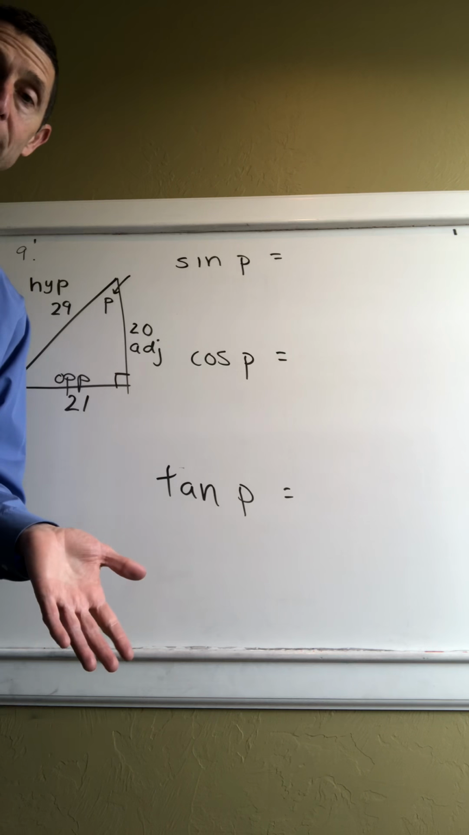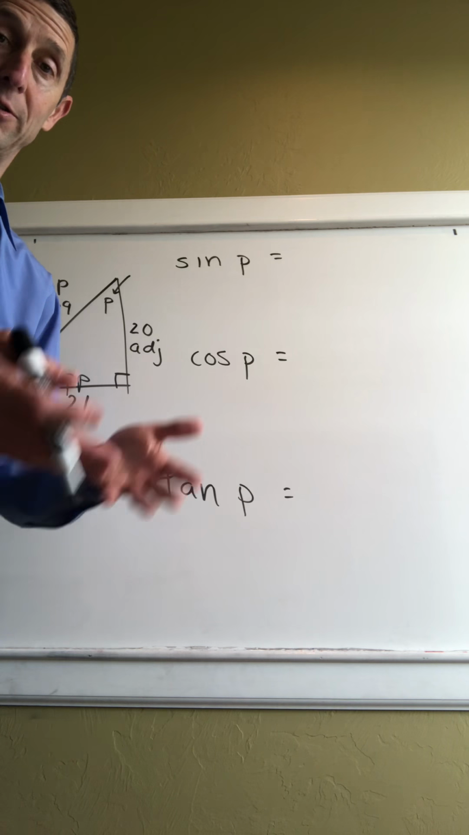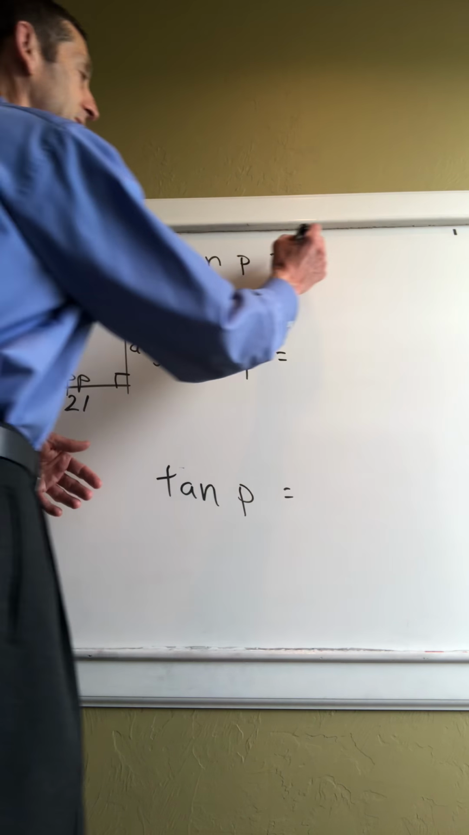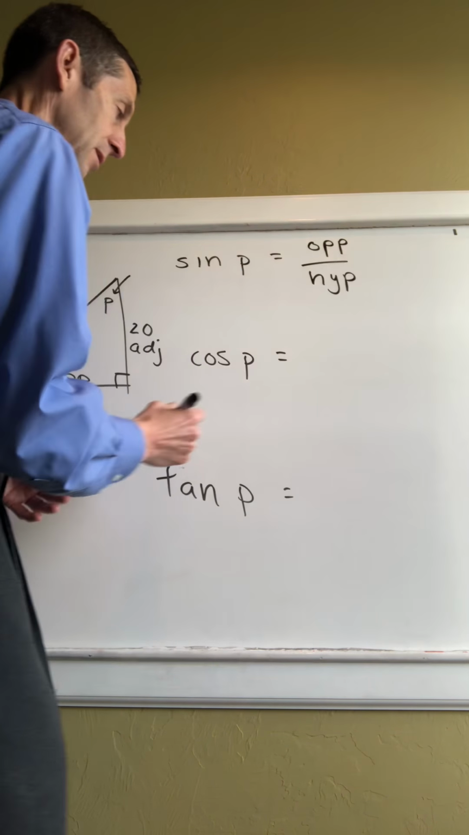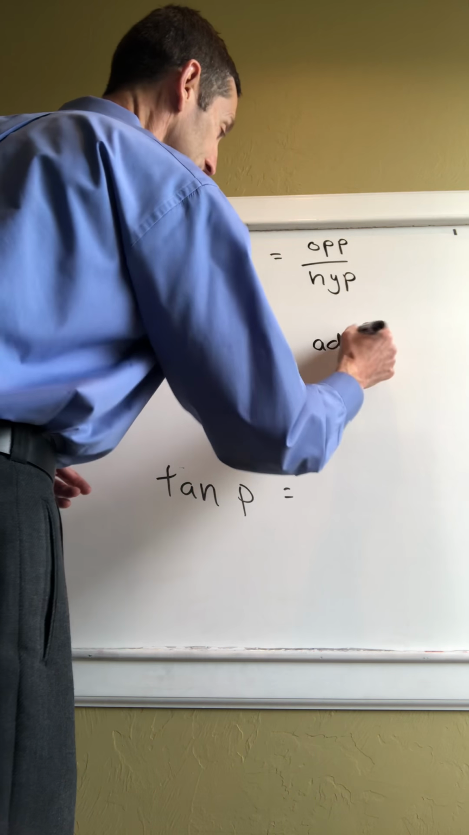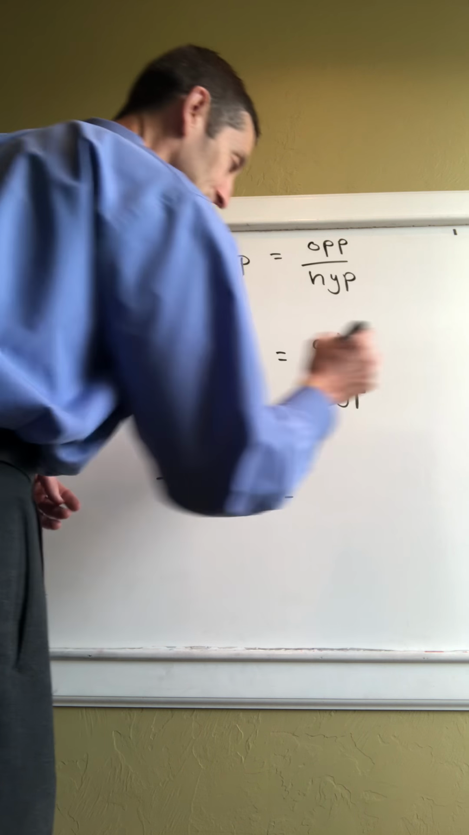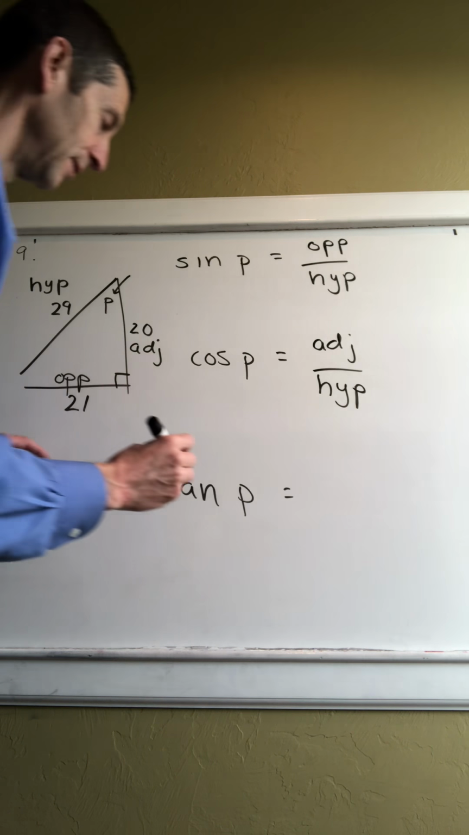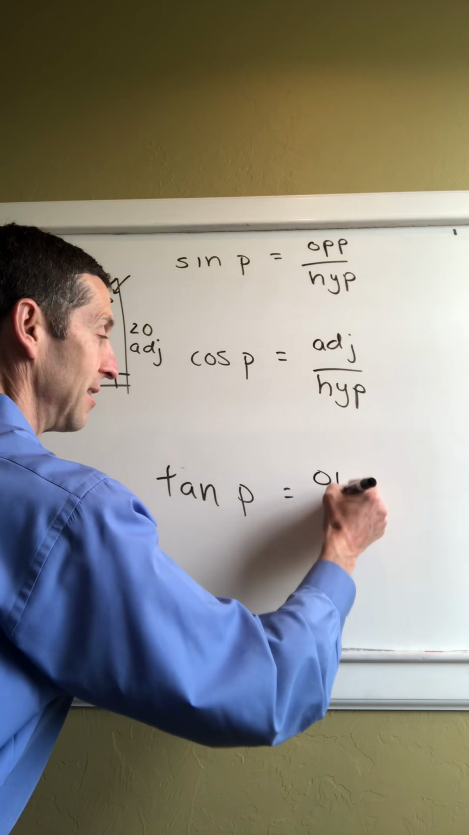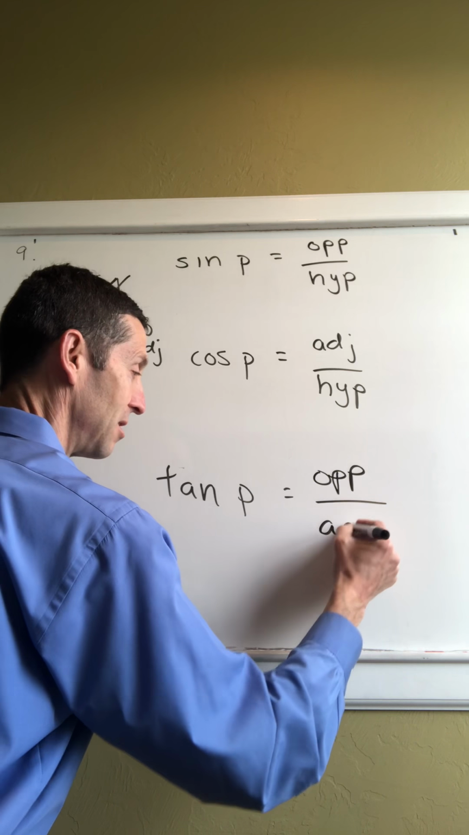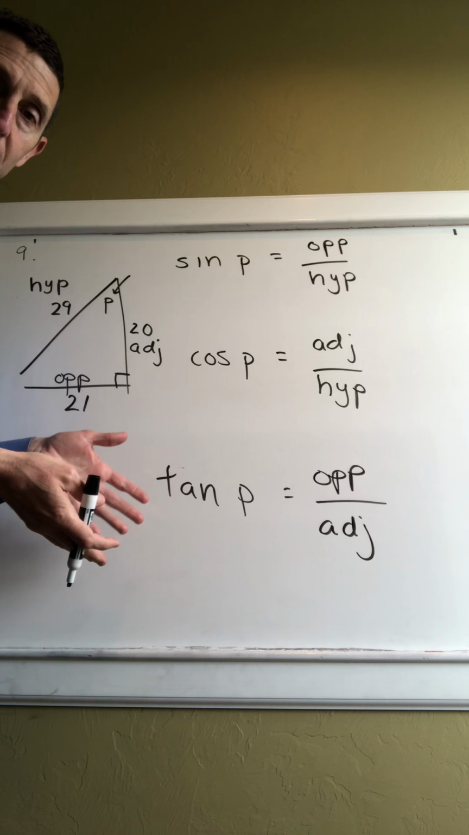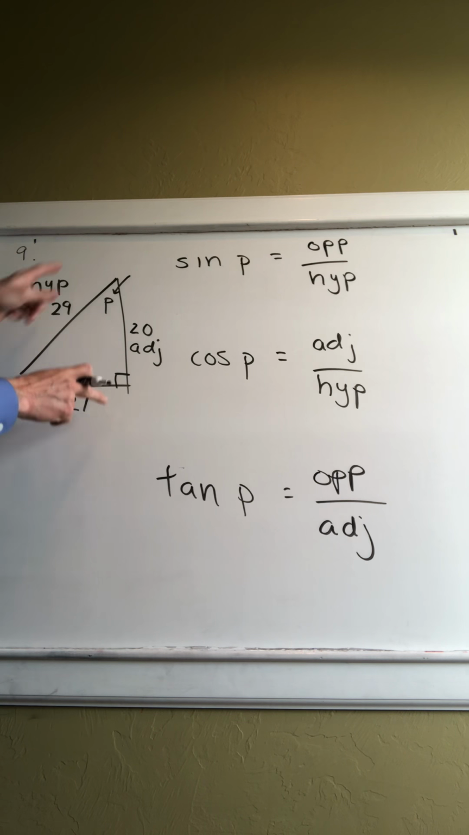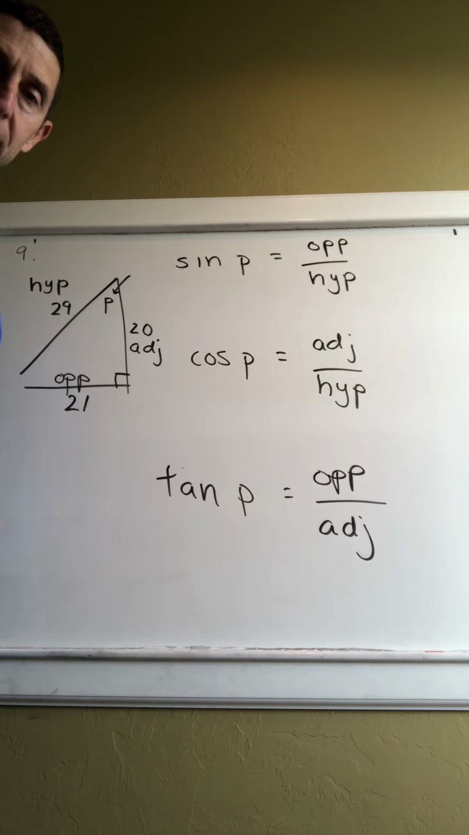So do you have it memorized yet? Do you have it, SOHCAHTOA? Sine, opposite over hypotenuse. Cosine, adjacent over hypotenuse. And tangent, opposite over adjacent. All right, once you have it all set up, you're going to put numbers in place of each one of your sides.